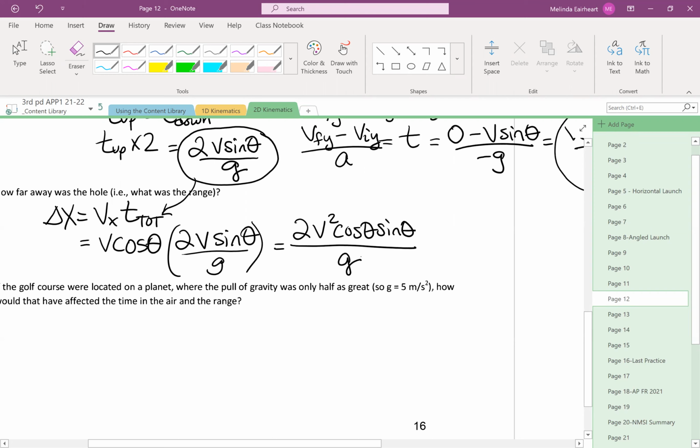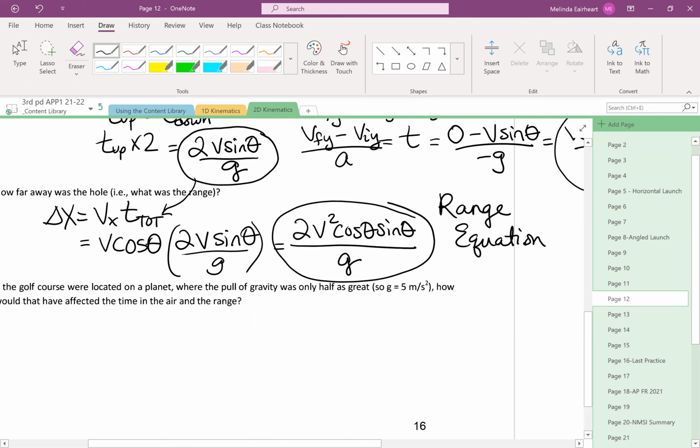which, by the way, I don't remember the math trig identities. I think cosine times sine theta equals something else, but they don't expect you to take it that far. So this is your final answer for the range. This is what's called the range equation, by the way. Range equation, okay? But it's only good ground to ground. It's not good if you have a cliff problem, okay?